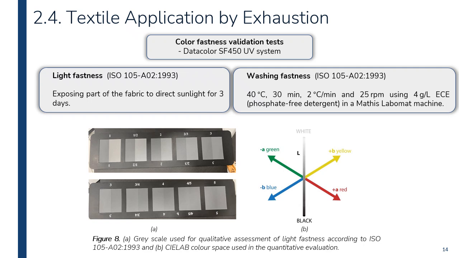Also, the L, a, and b coordinates were recorded to describe lightness, L, and chromaticity, a for red and green, and b for yellow and blue.